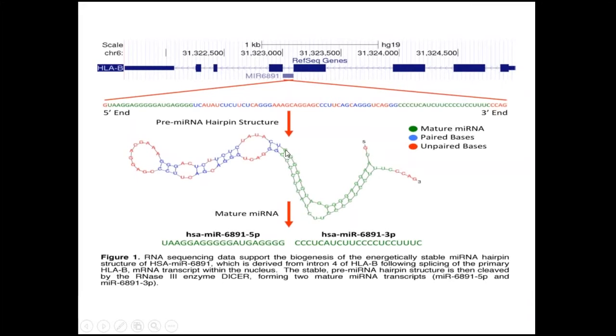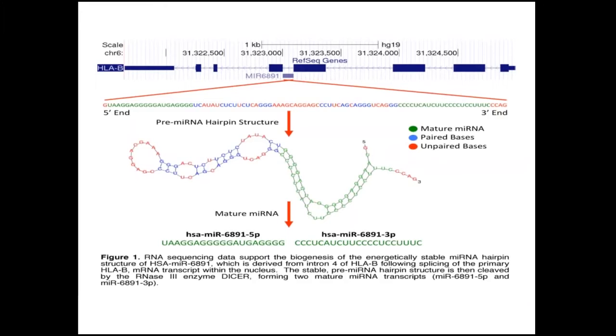And by doing so, it allows an enzyme, the RNase III enzyme Dicer, to cut this molecule at this point where the green sequences start. And by doing so, it generates two microRNAs, you can see down here, the 5P and the 3P, 6891-5P and 6891-3P. And since then, we found that the 5P binds two sequences that control signaling in both T and B cells.